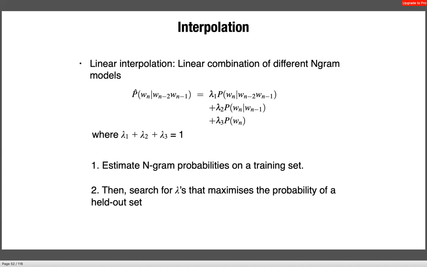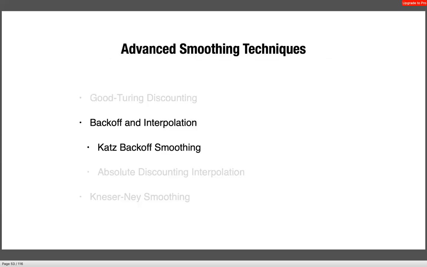So how do you set these lambdas? You can first estimate these n-gram probabilities in a training set, and then search for lambdas that maximize the probability of a held-out set. This can be a hyperparameter search, or it can also be learned using EM. There are different schemes in which you could set these lambdas for linear interpolation, but we're not going to spend a lot of time on that.